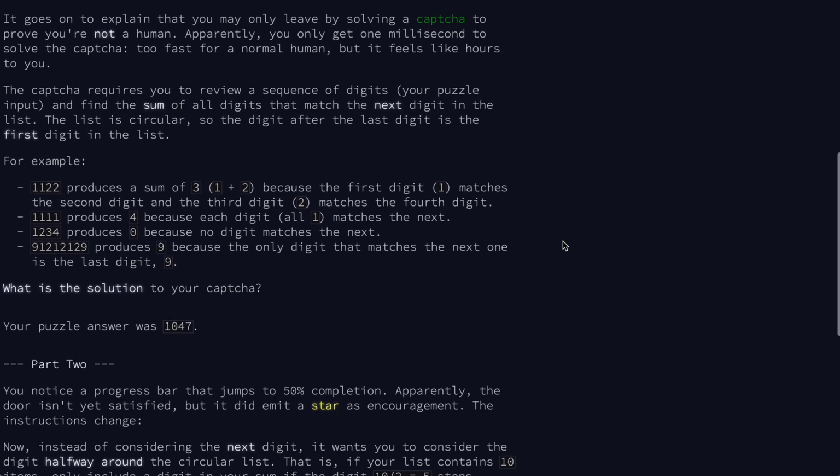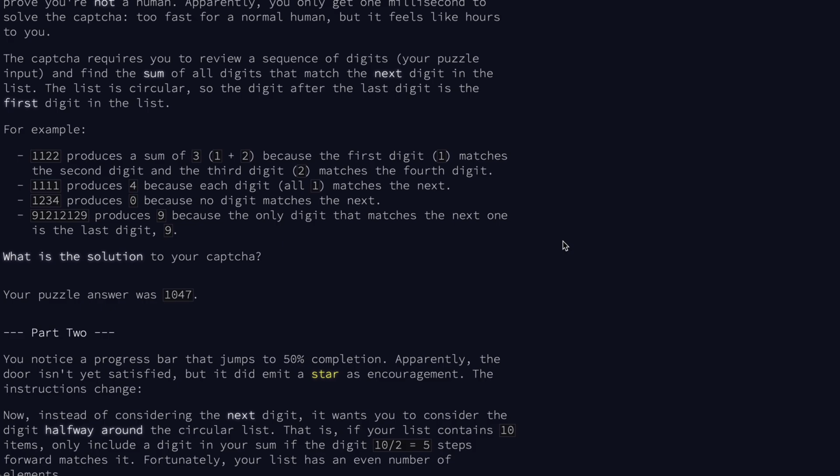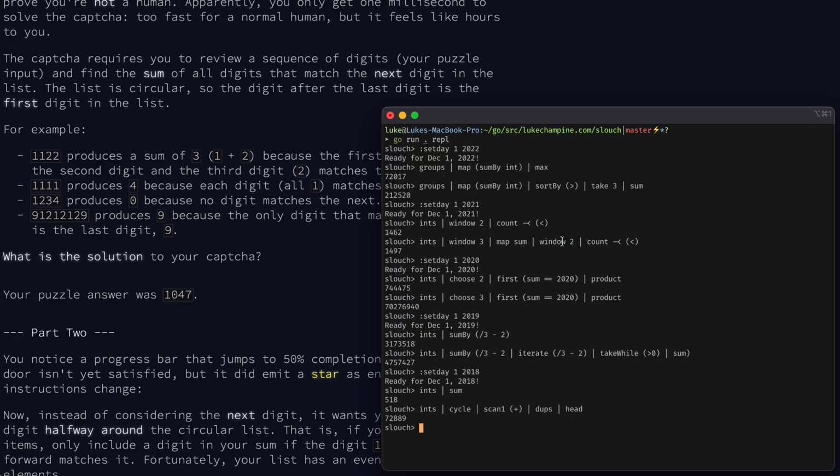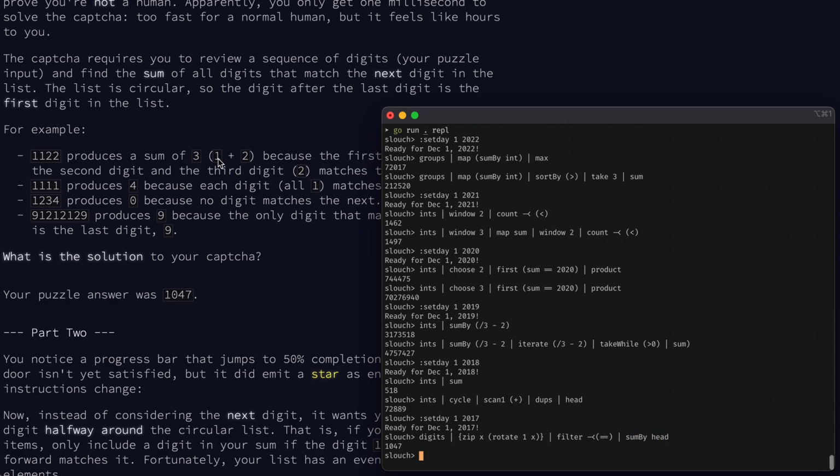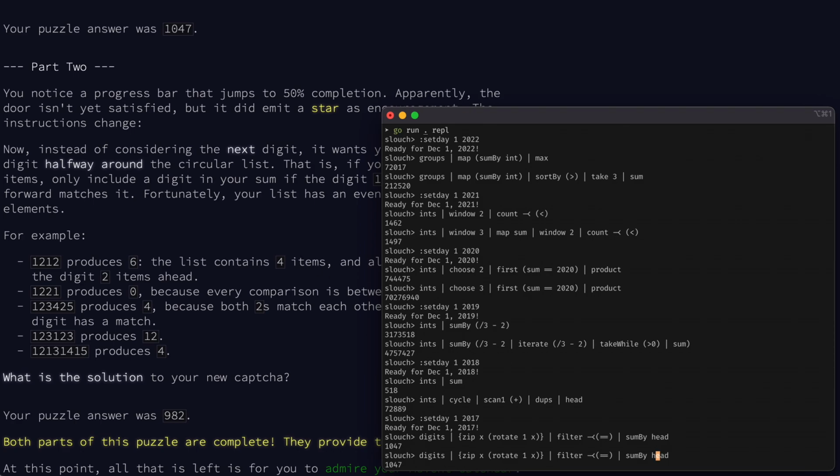2017. This one, we're looking at all of the digits. And we need to pair each digit with the one next to it. So that's going to require sort of a circular list again, but we're actually going to use zip here instead. We're going to zip the list with itself rotated by one. And we want to find all of the pairs that are equal and then sum those all together. Alright, and part two, it's pretty much the same thing, except just have to rotate by half the length of the list instead of by one.